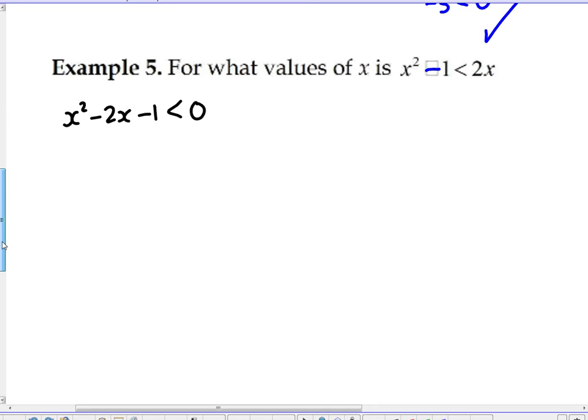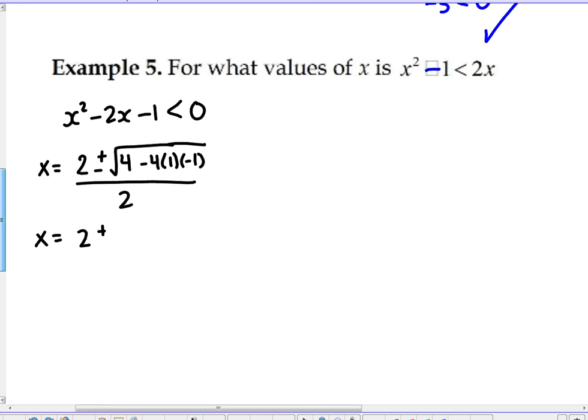Okay. Quadratic formula. x equals negative b. So the negative b becomes 2, plus or minus the square root of b squared. What is b squared? 4 minus 4 times the a, which is 1, times the c of negative 1. All over 2 times a, so 2. So what's the inside going to be? 8. Good. So your 4 plus 4, or 8.